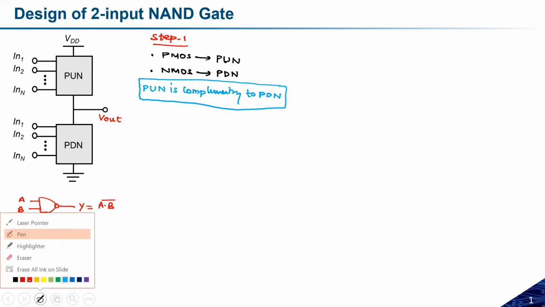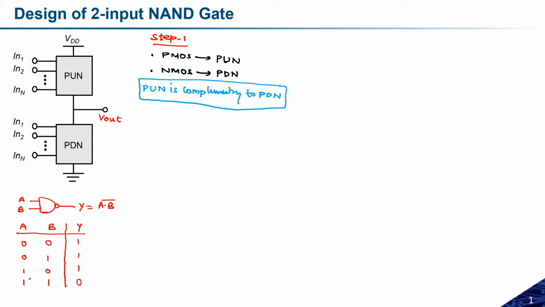Now the second step which we need to follow, I'm explaining each step for this particular design, and later on we can quickly go through it because you will be able to understand what we can do. Okay, so step 2 is simply whatever function we have. Let us assume I have the function y is equal to a dot b complement. So this is the function which I want to implement based on the CMOS based circuit.